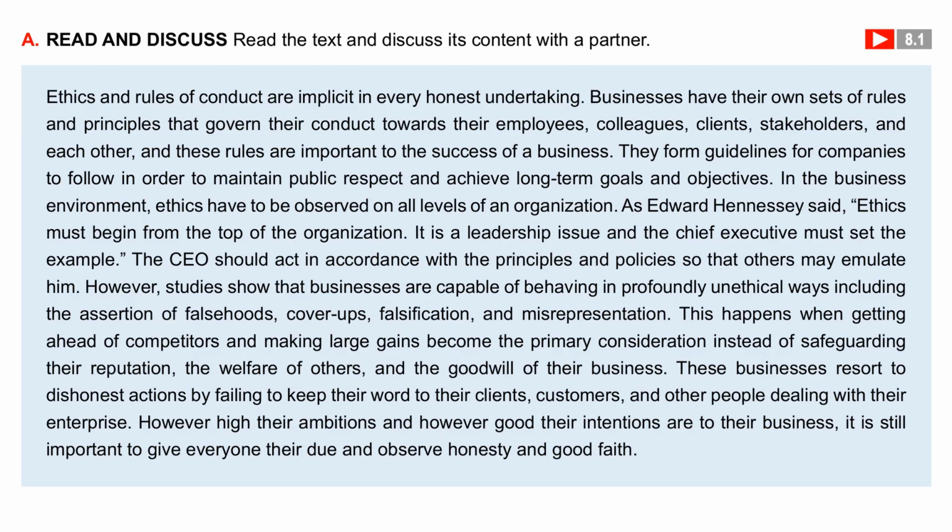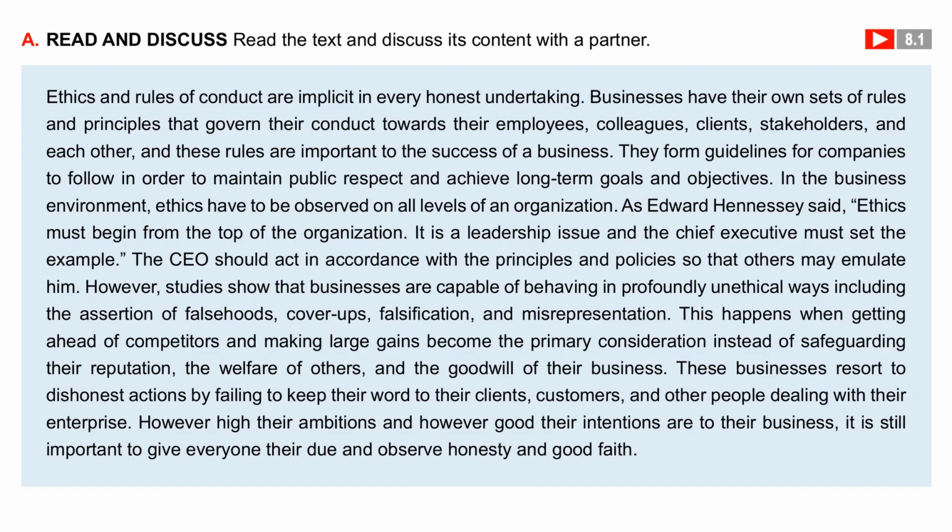Ethics and rules of conduct are implicit in every honest undertaking. Businesses have their own sets of rules and principles that govern their conduct towards their employees, colleagues, clients, stakeholders, and each other. And these rules are important to the success of a business. They form guidelines for companies to follow in order to maintain public respect and achieve long-term goals and objectives.